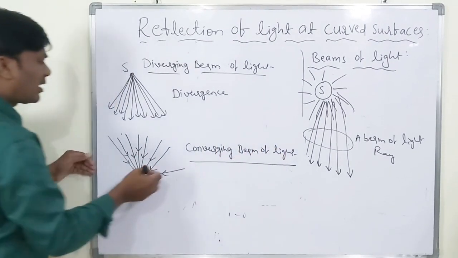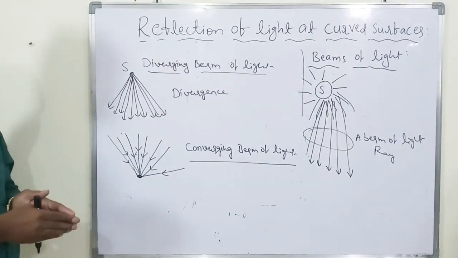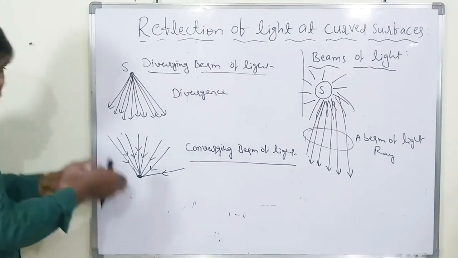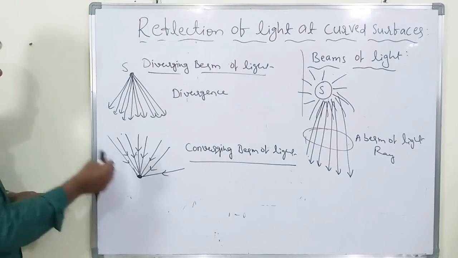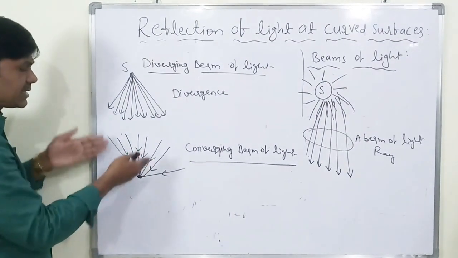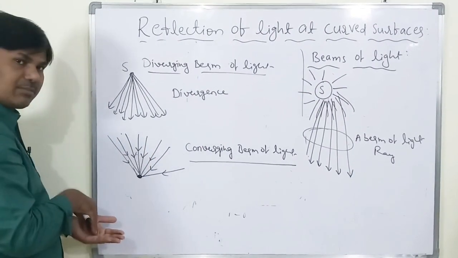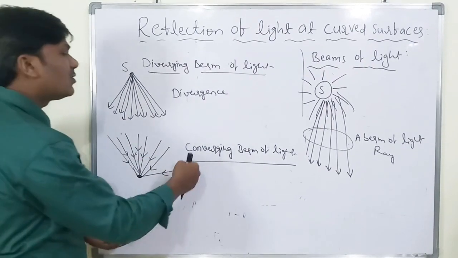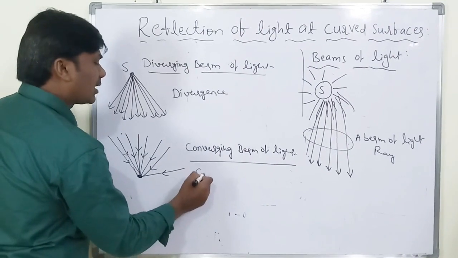Here all the different light rays are coming from various directions and finally they are meeting at a single point, or focusing. You can also call it focusing. They all are focused to a single point. This type of beam is called a converging beam of light. All the light rays in this beam come from different directions and finally meet at a particular point. So this type of beam is called a converging beam of light, and this property is also called convergence.